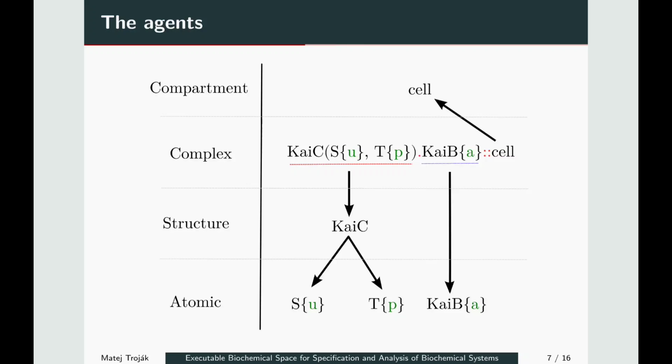Here is a schematic example of hierarchy of agents. I will talk about each class in more detail, but it's important to understand that there are some sort of atomic agents, which are the simplest ones. Then there are structure agents, which are composed from atomic agents. And finally, there are complexes, which connect together structure and atomic agents. And finally, each complex has assigned a so-called compartment.